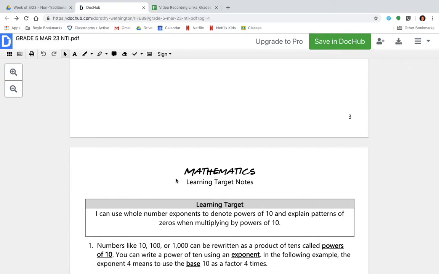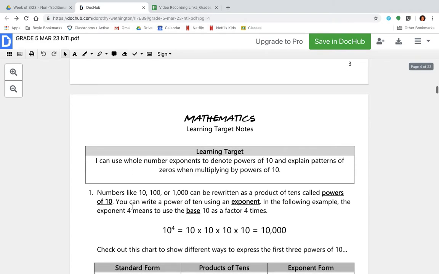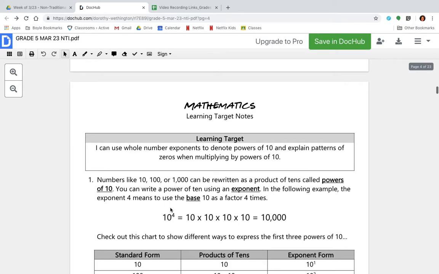Mathematics, Learning Target Notes. Learning Target. I can use whole number exponents to denote powers of 10 and explain patterns of zeros when multiplying by powers of 10. Number 1. Numbers like 10, 100, or 1000 can be rewritten as a product of tens called powers of 10. You can write a power of 10 using an exponent.